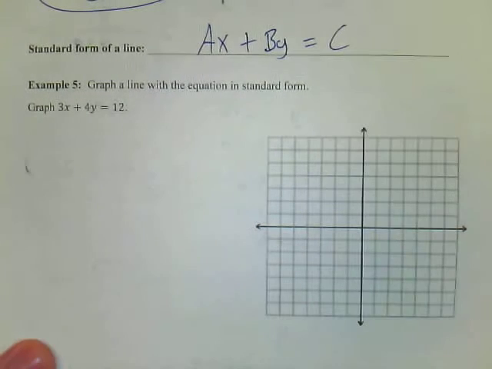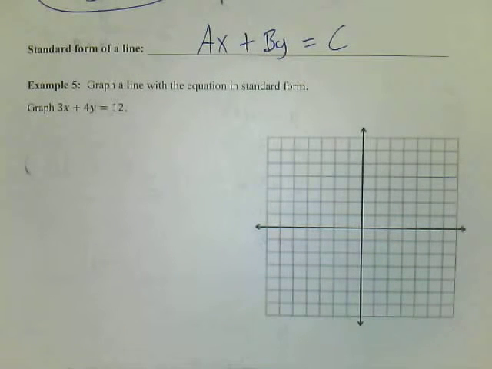Now there's a couple ways that we can graph from standard form. One way is to take this equation and rearrange it to get it into slope-intercept form. That would mean solve for y, get y all by itself on one side of the equation, and then you could just graph from slope-intercept form. Or what we could do is graph it by finding x and y intercepts, and that's what we're going to do here.